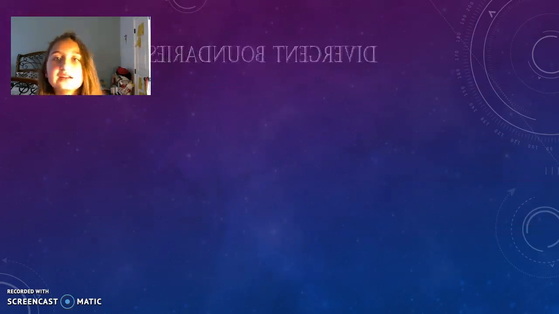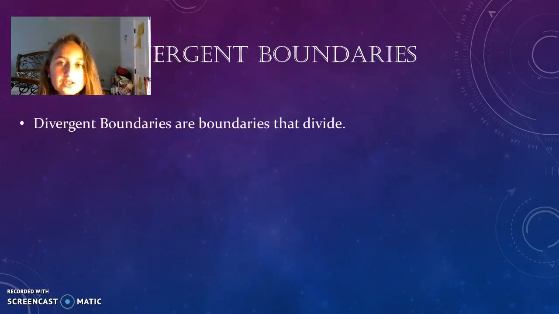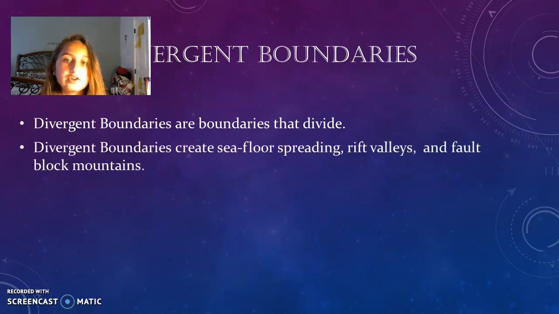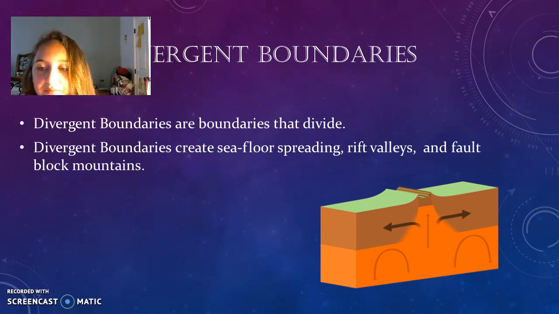The next plate boundary is the divergent boundaries. Divergent boundaries are boundaries that divide. They separate from each other. Divergent boundaries create seafloor spreading with oceanic versus oceanic plates, rift valleys, and fault block mountains, which all include continental versus continental plates. And those divide. There's an example. I believe this one's a rift valley.